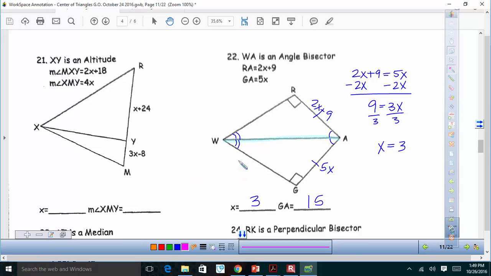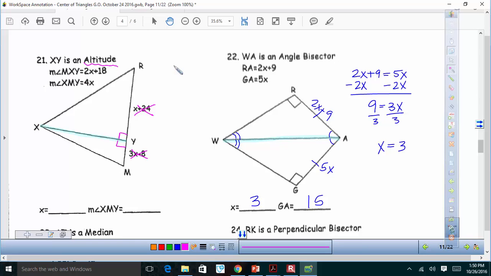Okay, on 21, it tells me that XY is an altitude. So I'm going to highlight XY. Okay, and what does altitude mean? 90 degrees. So I want to make sure when it hits this side that I draw my right angles. Now, does altitude tell me anything about the sides? No. Altitudes only have to do with 90-degree angles. So what is x plus 24 and 3x minus 8? Distractors. Get rid of them. We know nothing about those, okay?